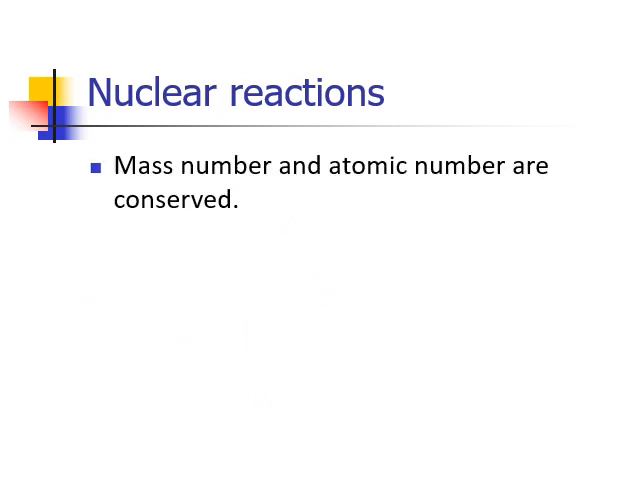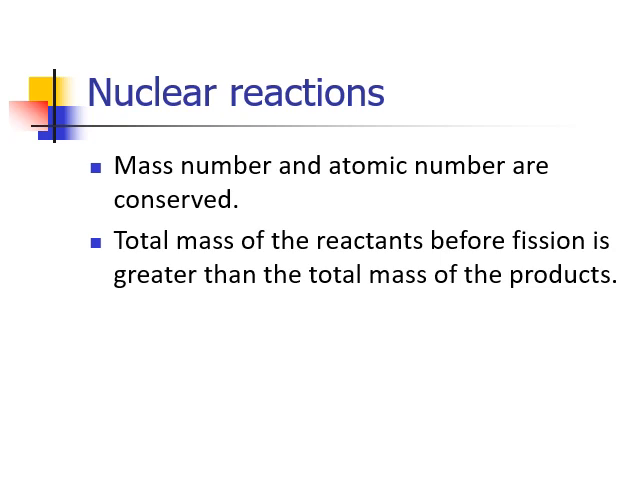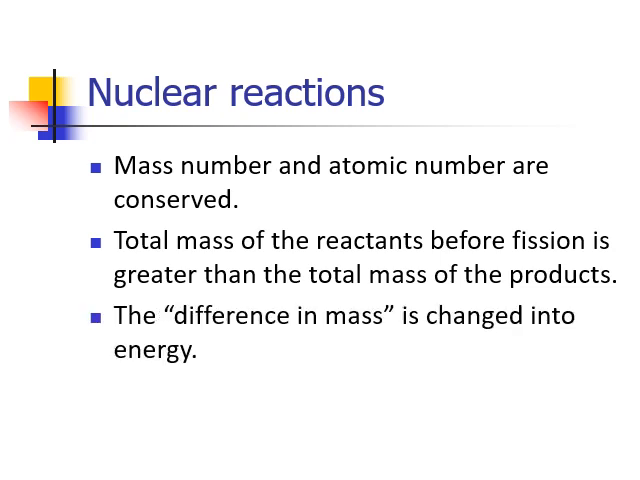In a nuclear reaction, as we saw in the earlier section, the mass number and the atomic number are conserved. But we do find that the total mass of the reactants before fission or fusion is greater than the total mass of the products. There's a small difference in mass, and that difference in mass is changed into energy.